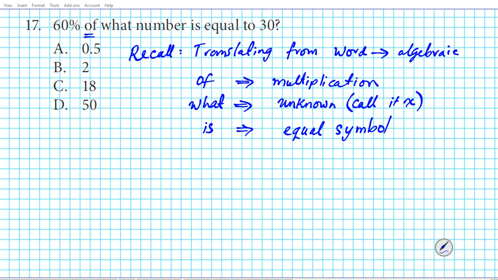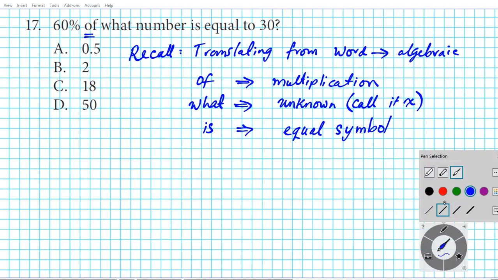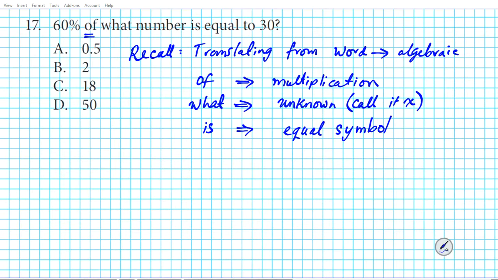So what we're going to do in this problem is translate the statement from verbal or word form into an algebraic format. Then we will proceed to solve the resulting algebraic equation. Okay? So we have 60% of what is 30. 60% in numerical form is 60 over 100 or 0.6. We talked about this in our previous tutorial.